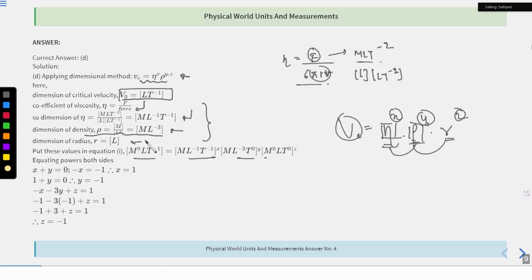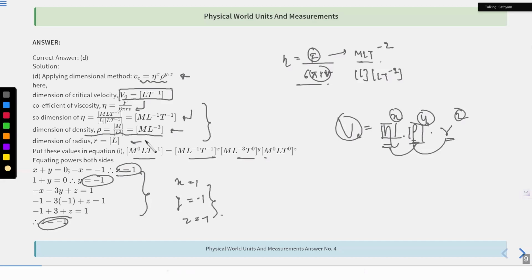For each and every quantity, I have derived the dimensionality formula, then X, Y, and Z. So now this is basically a trial and error method which you have done over here. And through this, you have got X equal to 1, then Y equal to -1, and Z equal to -1. Okay, so X equal to 1, Y equal to -1, and Z equal to -1. This is what they are saying over here.